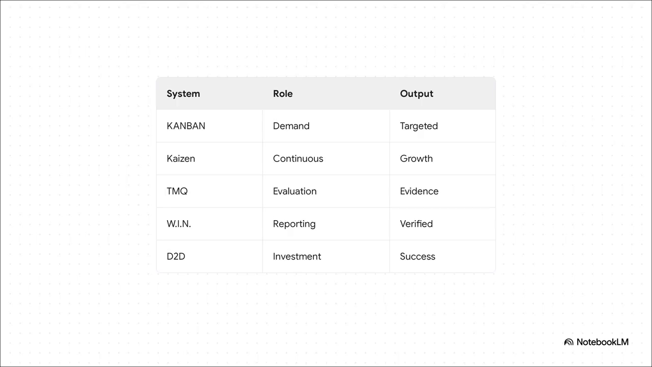Second is Kaizen, ensuring continuous incremental growth instead of chaotic episodic reform. Third, we have TMQ, or Target Meet Qualify. This is controlled evaluation. Every single initiative is rigorously measured. Fourth is WIN, which stands for Watch Improvement Now, ensuring totally verified progress transparency for the public. And finally, D2D, the daily deployment of specialized knowledge. When you lock these 5 gears together, success isn't just some vague hope anymore. It becomes a predictable, highly measurable output of the entire system.